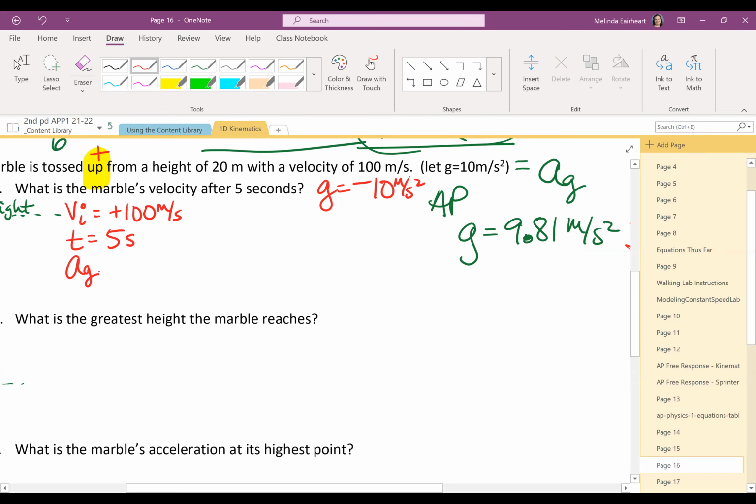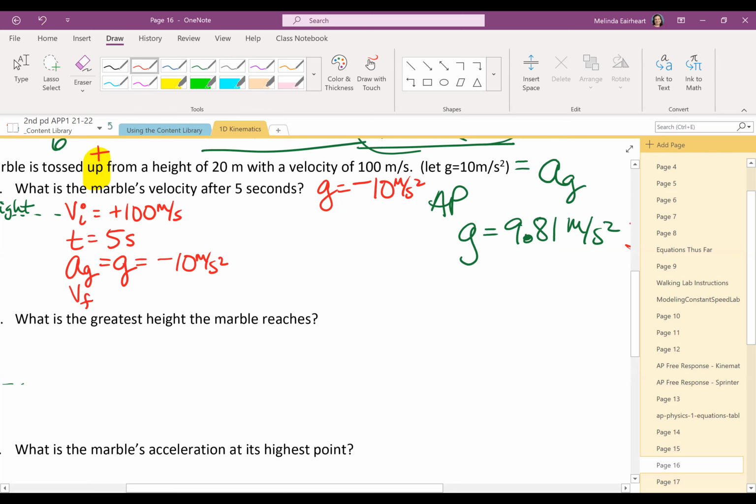Notice I just wrote A subscript G. That's acceptable. Or you can just give it a lowercase g. That's acceptable, but do not use a capital G. That is something different, okay? And we already said we know gravity's pulling down, so we're going to make that negative 10 on this problem.